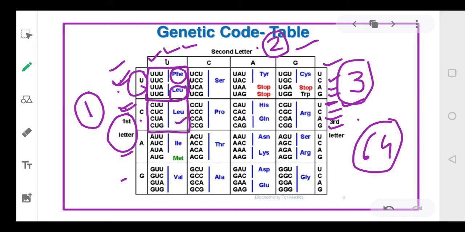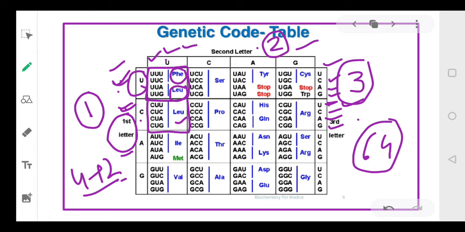So we have done two blocks so far. So 4 plus 2, 6 codons, they are coding for leucine. Just now we have done 6 codons, they are coding for the leucine.